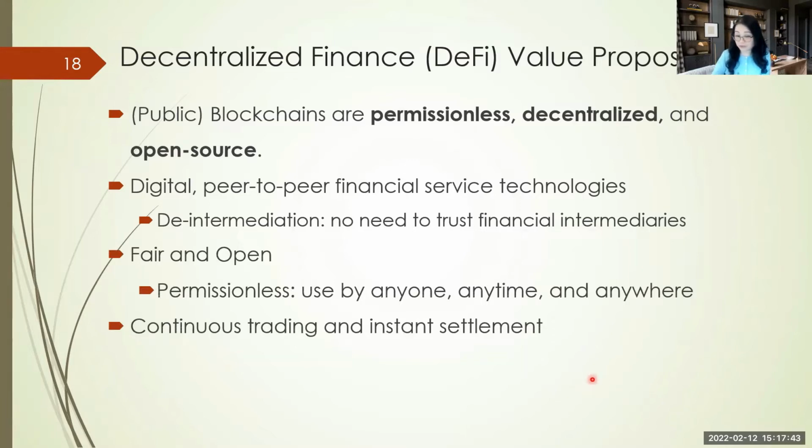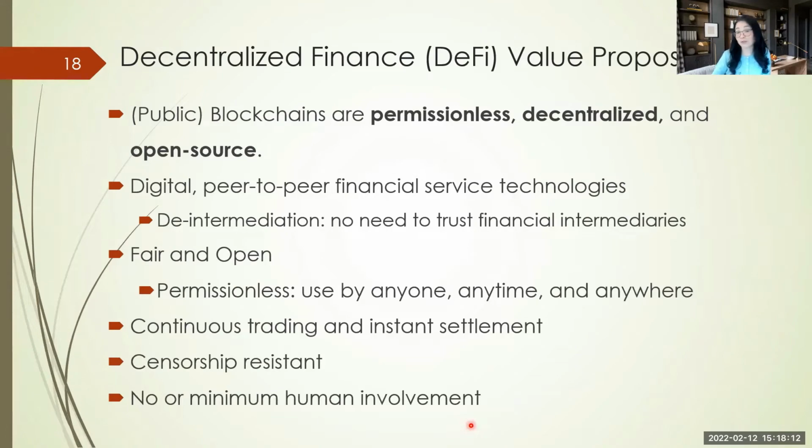And also it's fair and open, and you don't have to have a bank account or even an ID card in order to use the decentralized protocol to perform the banking function. And also the trading of crypto assets continues 24/7, and we have instant settlement. So we don't have the issue of 100%, 150% of the shares being shorted, right? So that's another advantage. Also, blockchains are censorship resistant, and decentralized finance has minimal human involvement. So it can be more efficient, easier and much cheaper to use and to enable peer-to-peer transactions.